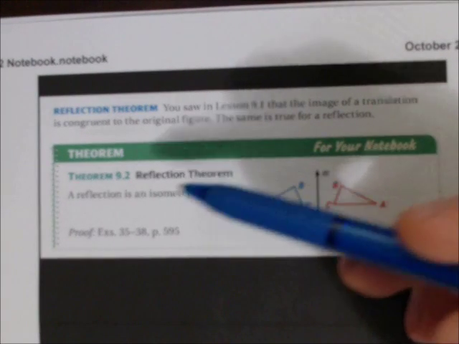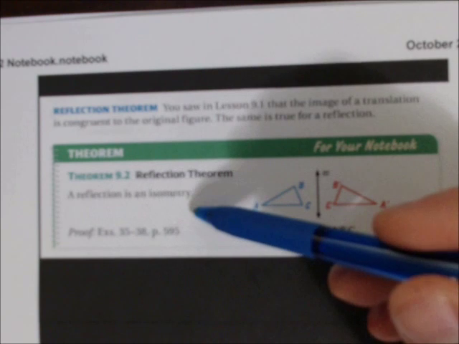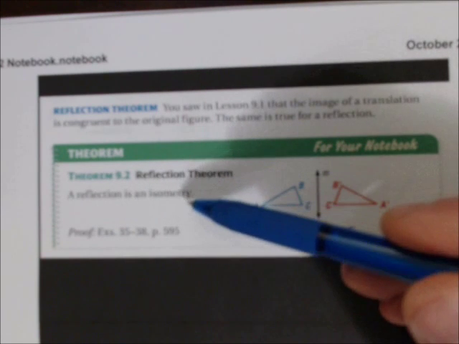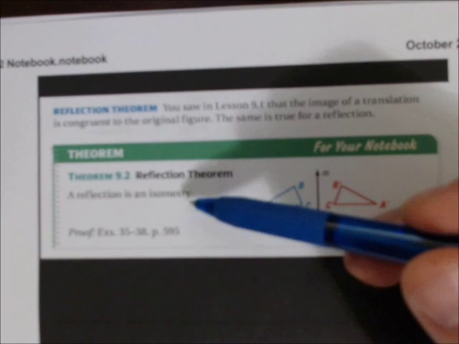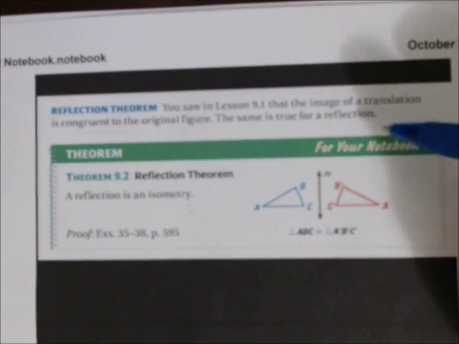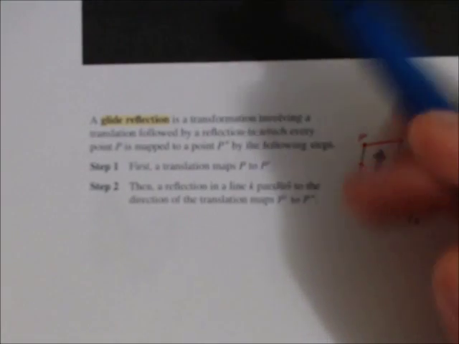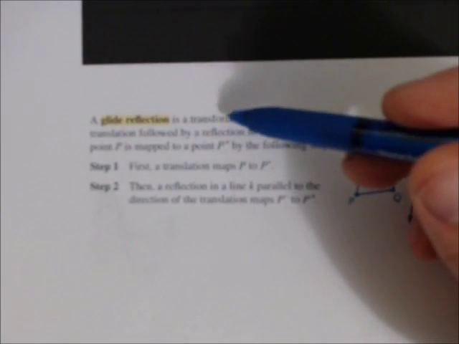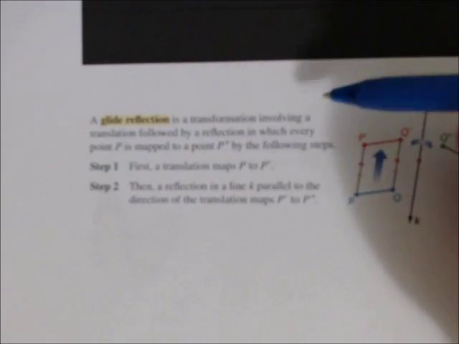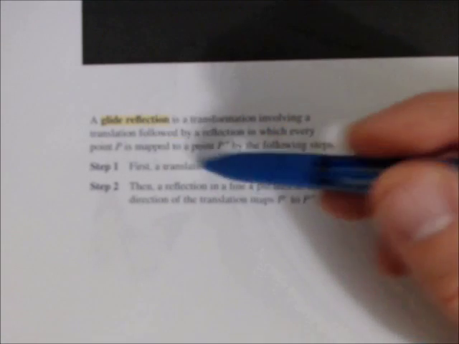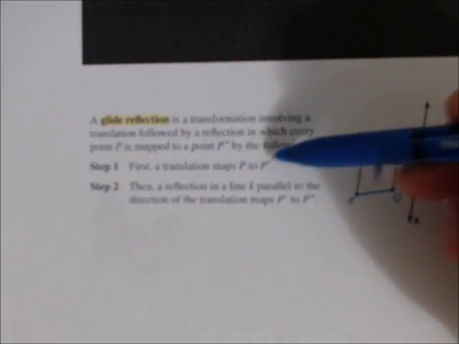The note up top here is talking about an isometry. A reflection is an isometry, which just means it's a congruence transformation. It preserves angle and distance. Just like a translation, a reflection is an isometry. Then finally, we end up with what's called a glide reflection. A glide reflection is a transformation involving a translation followed by a reflection. There are two different transformations in a glide reflection. First, it's a translation that maps P onto P prime.